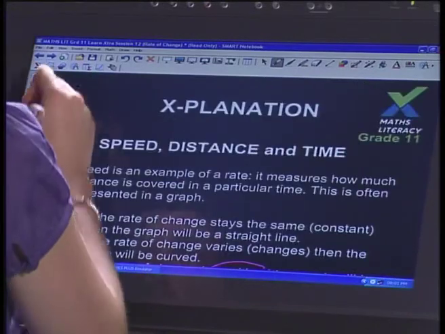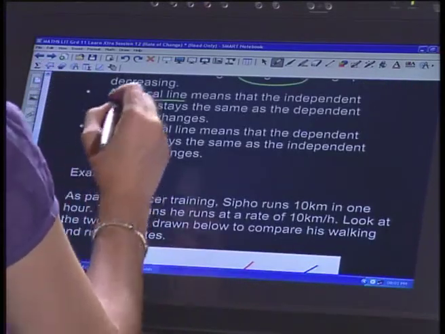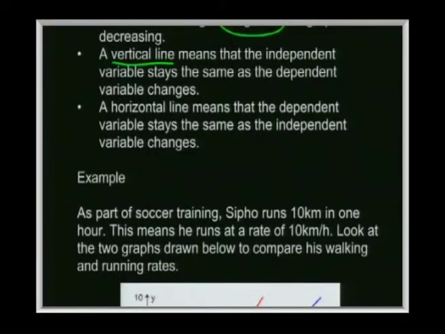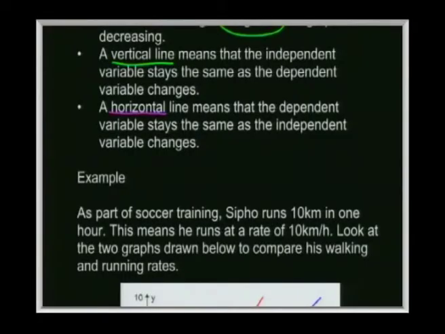Right, let's go back and see if we can spot this. A vertical line means that the independent variable stays the same as the dependent variable changes, right? We've got that. And over here, a horizontal line, you're waiting in the car, you're waiting for your brothers and sisters, they're not coming, and you are not moving anywhere. This means that the dependent variable stays the same, i.e. the distance, as the independent variable changes. So time is definitely marching on, but you're not going anywhere.